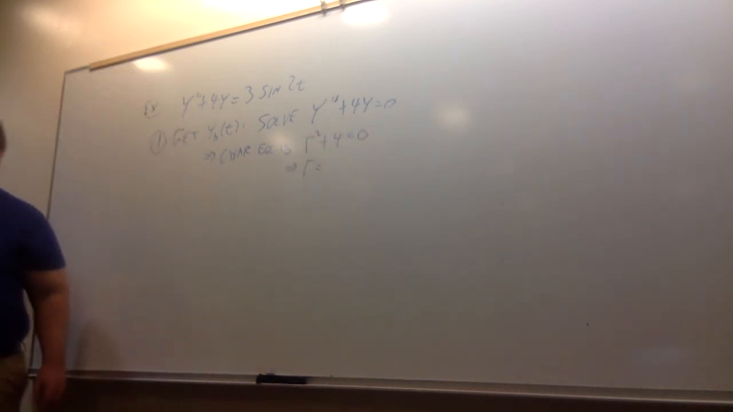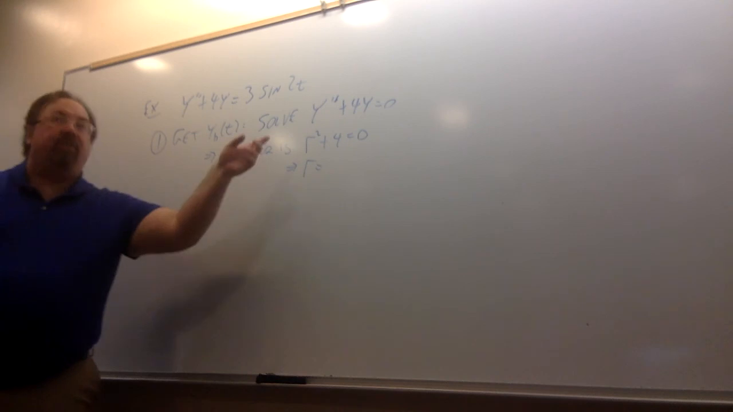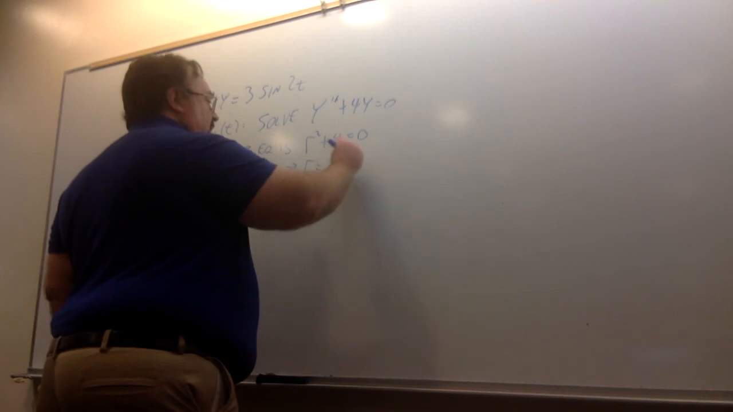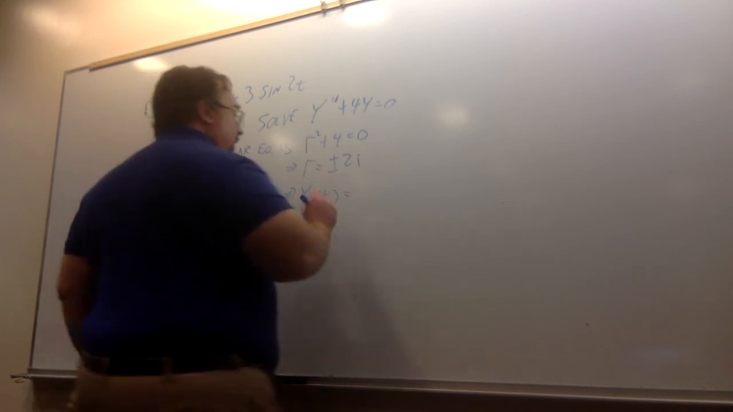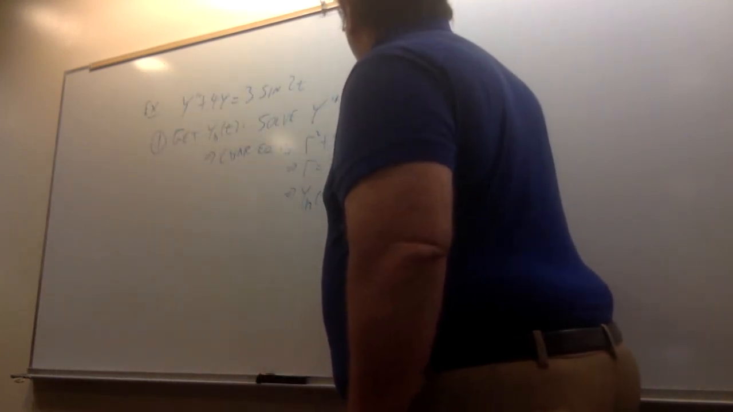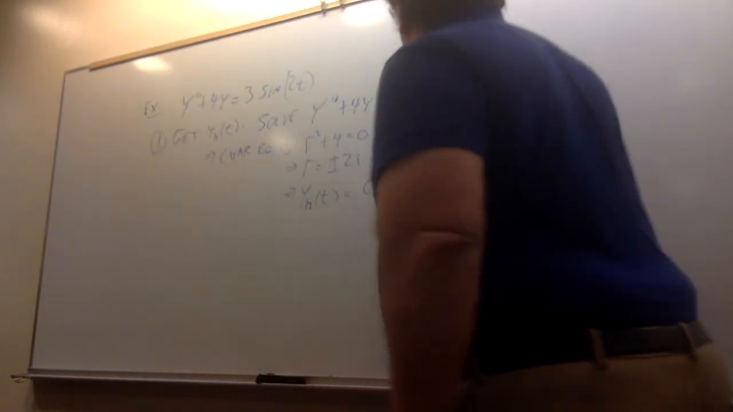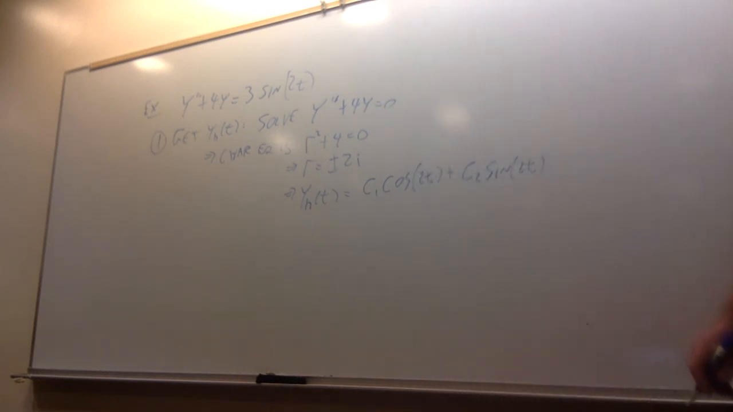So what would the roots be in that case? Plus or minus 2i, because r squared is equal to minus 4, so that's going to give us complex roots. So therefore, a particular solution is going to be a constant times cosine 2t plus another constant times sine of 2t. Okay, so now we have our homogeneous solution.